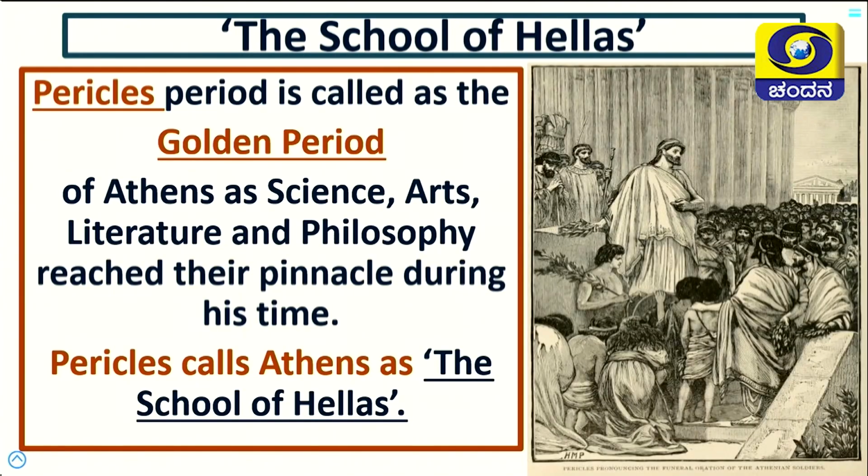The school of Hellas. This is very important, children. The time of the king named Pericles in the Greek civilization is called the golden period. Why is it called the golden period? During his time, science and art reached the pinnacle. Pinnacle is nothing but reaching the height. So only this period is known as the golden period of the Greeks. What is the meaning of the school of Hellas? It means Athens is a model for all the other Greek nations, he told.